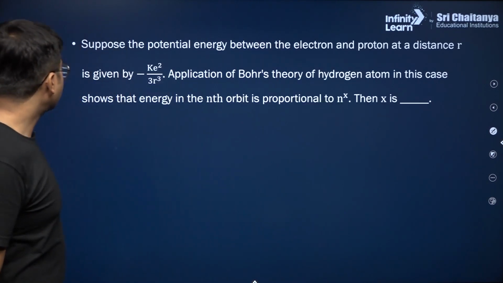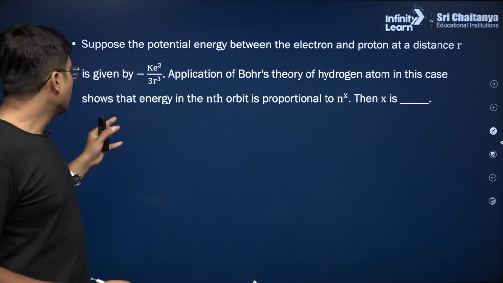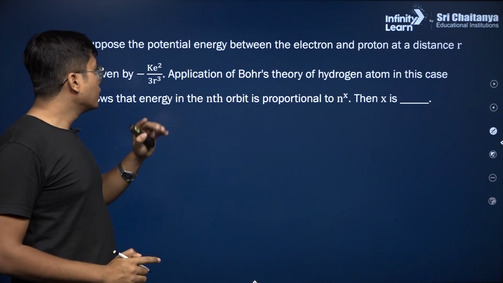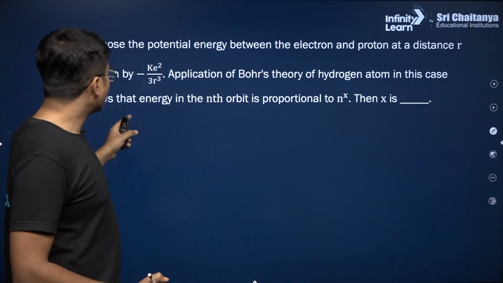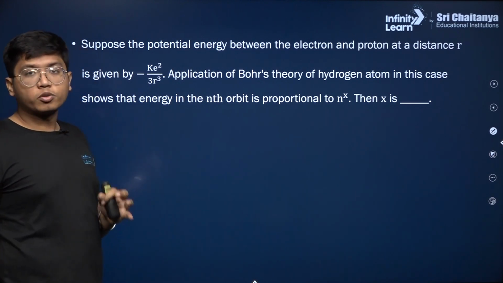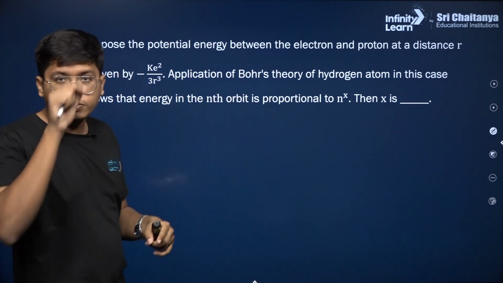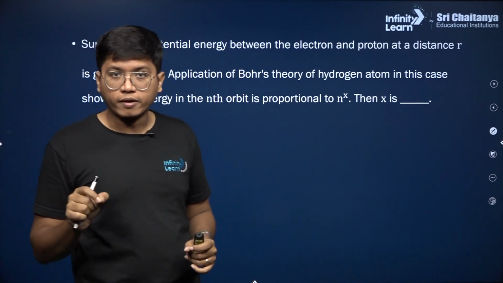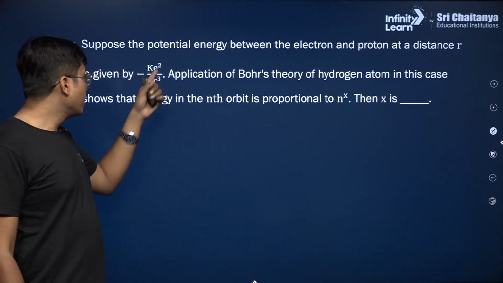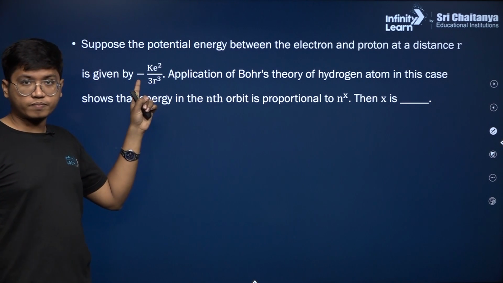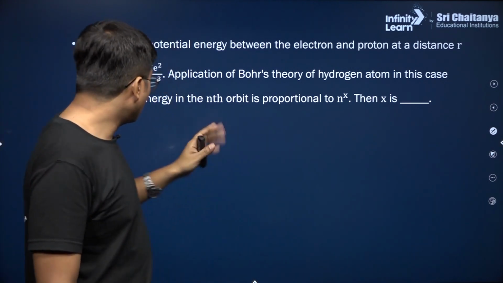Okay. Next, suppose the potential energy between the electron and proton at a distance r is given by minus k e square by 3r cube. The application of Bohr's theory of hydrogen atom in this case shows that energy in the nth orbit is proportional to n to the power x. Now don't jump and say that the energy is proportional to 1 by n square, because here they have changed the potential relation. In the original potential relation, it was inversely proportional to just r. Here it's inversely proportional to r cube, and that is going to change a few things. So look at what's going to happen.